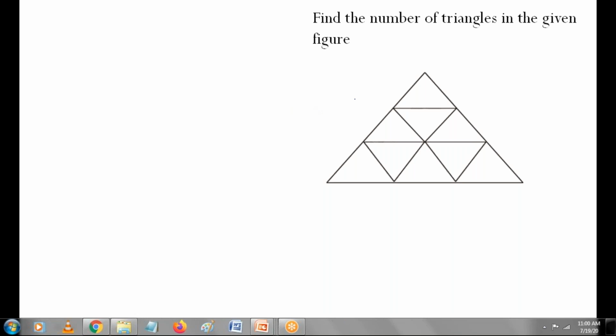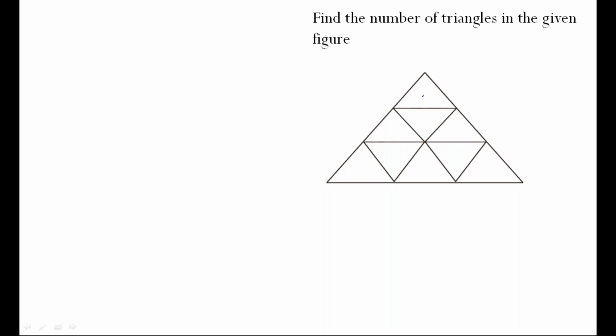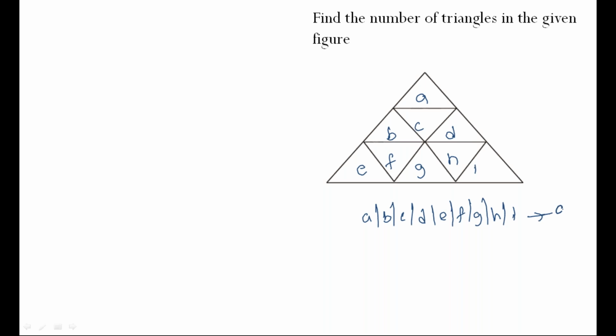Now let me mark A, B, for your understanding. I'll give the shortcut for this at the end. First, you just go ahead with this. So A, B, C, D, E, F, G, H, I. Right. Now individually, you will get 9, right? A, B, C, D, E, F, G, H and I, totally 9 are there.